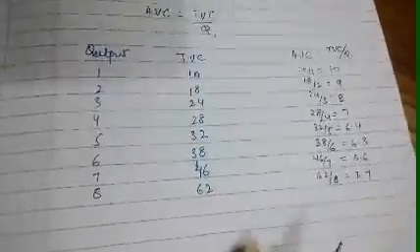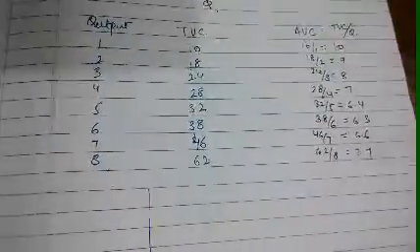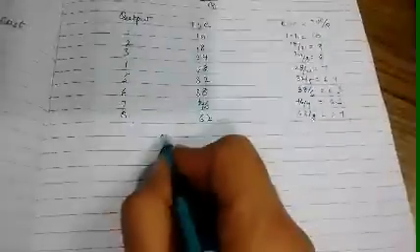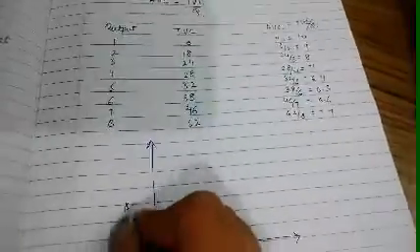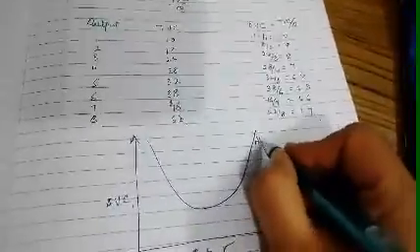Okay, now we need to plot the graph. So when we plot the graph, over here output, and over here we take average variable cost, and when we plot, we get a graph of this shape. We get a U-shaped average variable cost. This is the average variable cost curve.